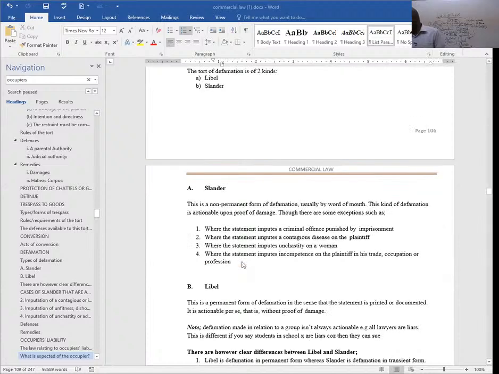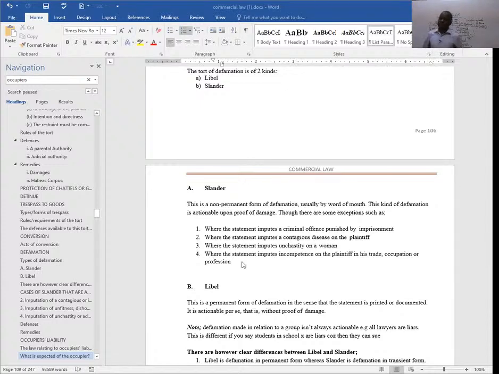Then libel. This is a permanent form of defamation in the sense that the statement is printed or documented. It is actionable the way it appears. There's no need to prove there are damages. What they mean by per se is just actionable the way it appears, so there's no need to prove there's damage here. But under slander, you have to prove there was damage caused to the plaintiff before the action can be heard or brought before the court of law.